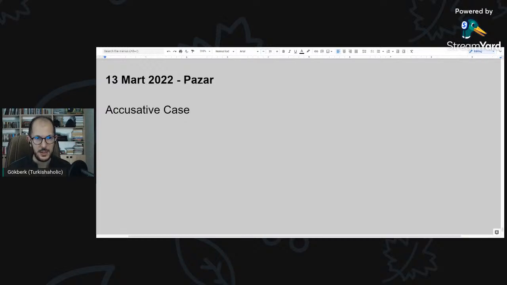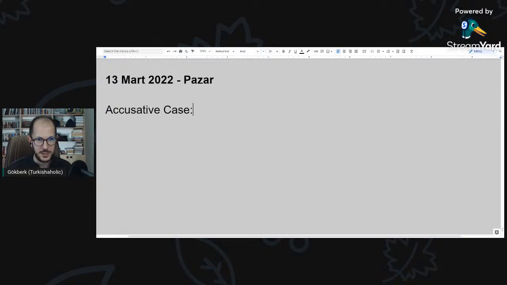So the accusative case is basically attached just like the other case markers at the end of the noun. And the accusative case is similar to the article sometimes, so it has two options basically. So let's first write the accusative case.